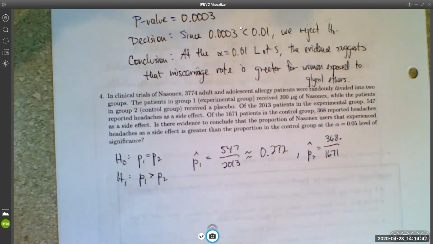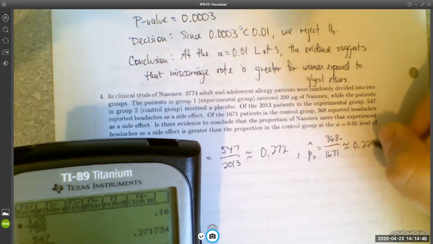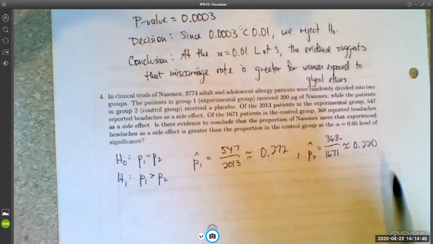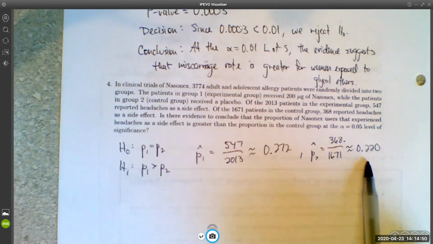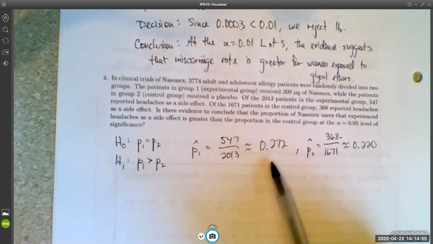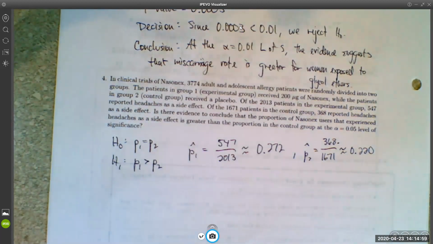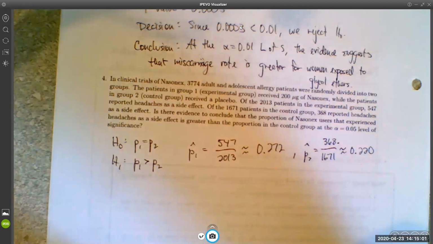368 out of 1671. So that's about 0.220. So yeah, this is about 5 percentage points less than that. Or in other words, this is about 5 percentage points more than that. So that is a pretty big difference. Is it a big enough difference to reject the null hypothesis?